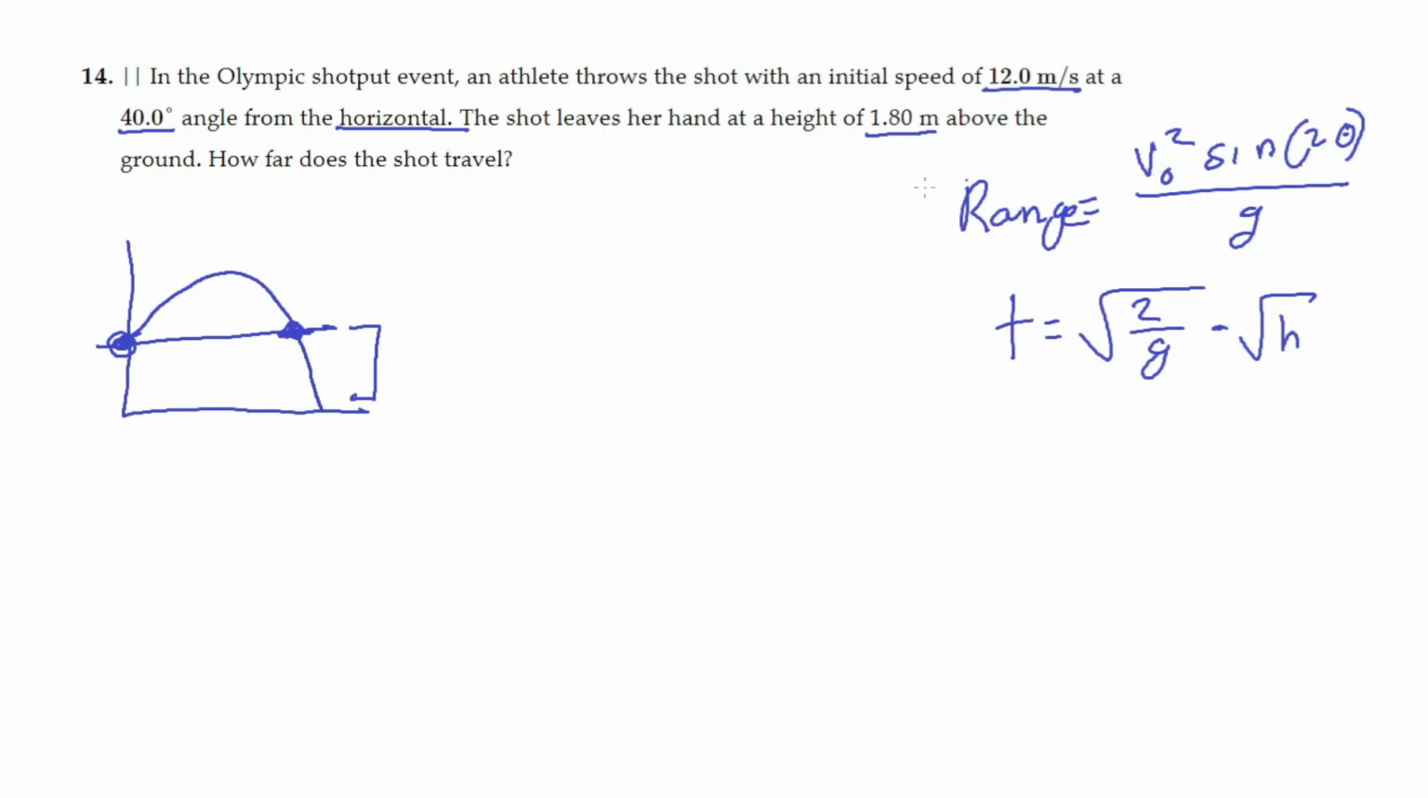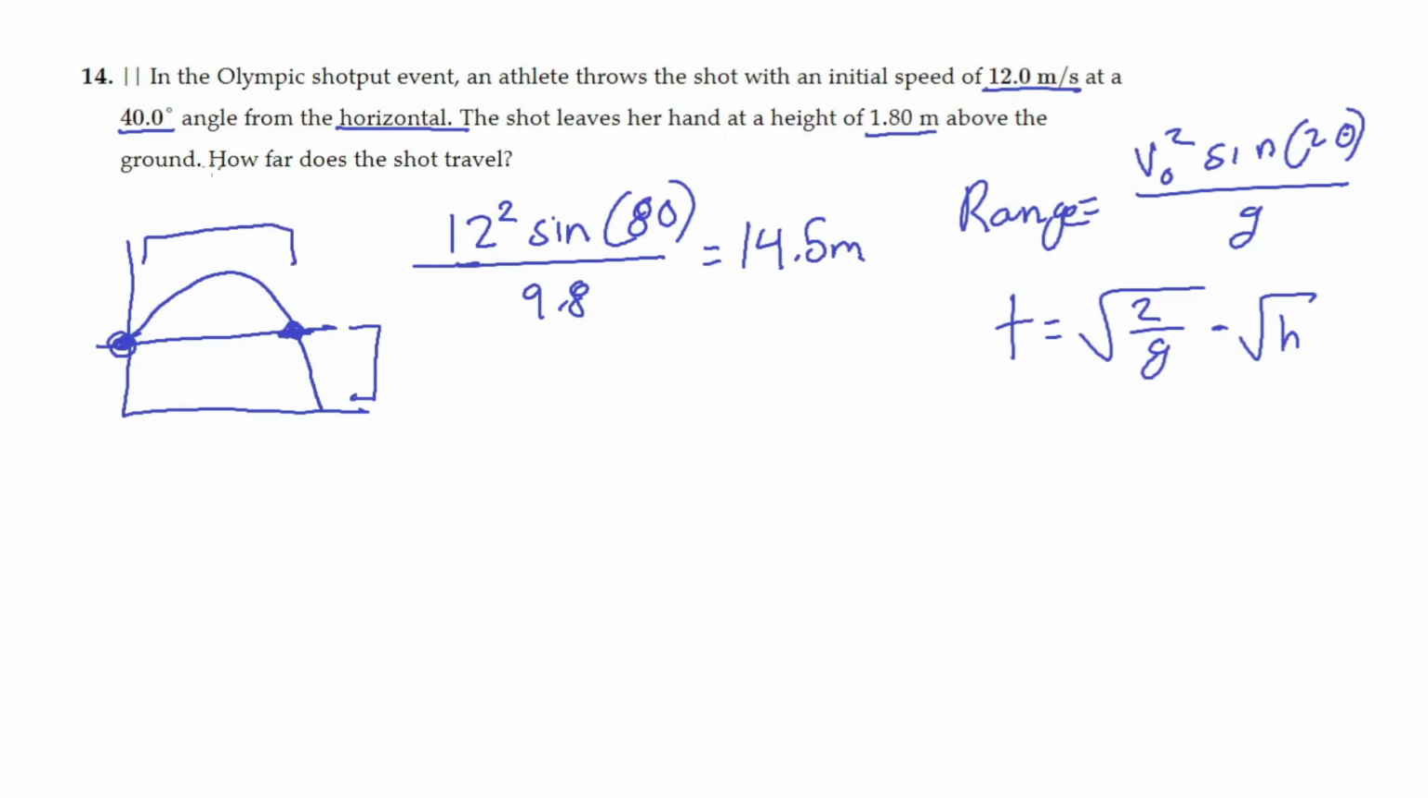So we have initial velocity squared, which is 12 squared, times sine 2 theta, which is sine 2 times 40, which is sine 80, over 9.8. And if you simplify that, you're going to get 14.5 meters. So this distance right here, from when the projectile was shot to when it's 1.8 meters above the ground again, is 14.5 meters. Now we want to find this distance, which we're going to add to it. That's going to give us how far the shot traveled.